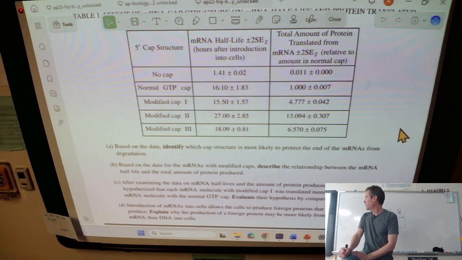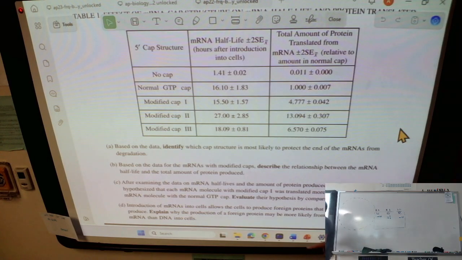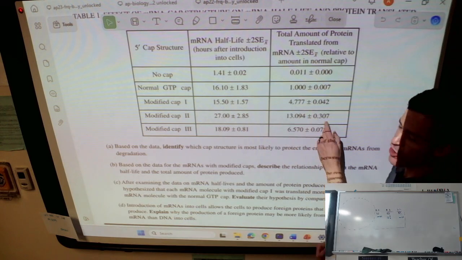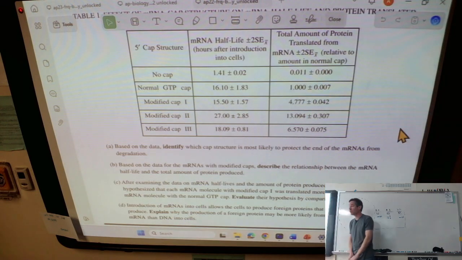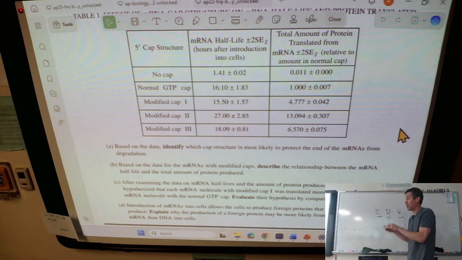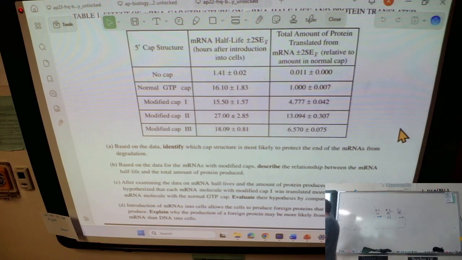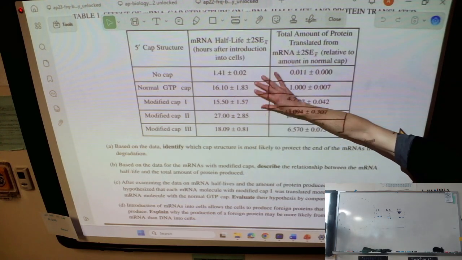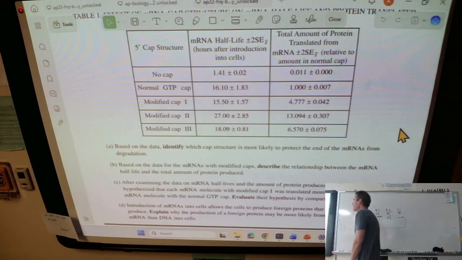So what do you guys think? What about the relationship between the mRNA half-life and total amount of protein produced? Alex? The longer the 5' cap lasts, the more protein you make. Yeah. You might say it several different ways. The longer the half-life, the more protein is translated. That's full credit. You can say they have a positive relationship. As one goes up, the other goes up. They have a direct relationship, and it's going up. Anything like that, and you've got it. Technically, I can probably answer that without knowing anything other than reading the data table.